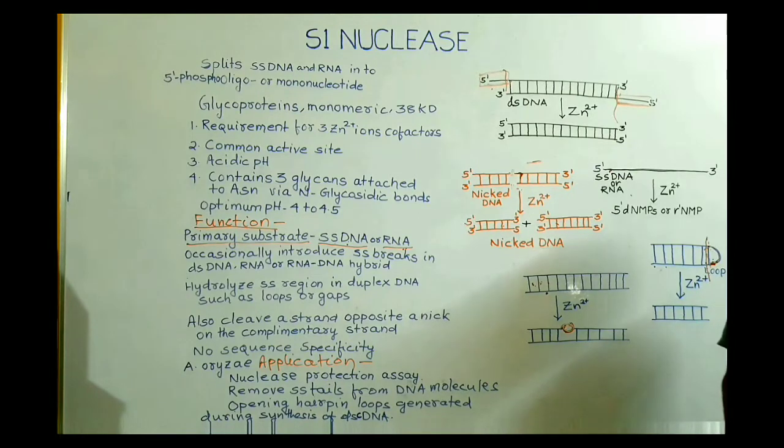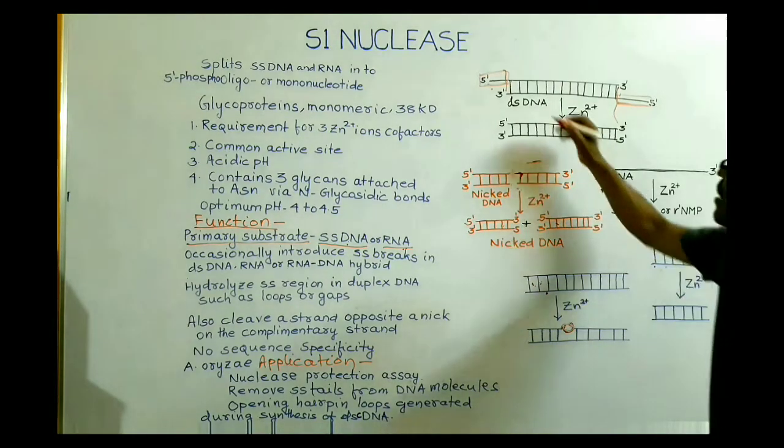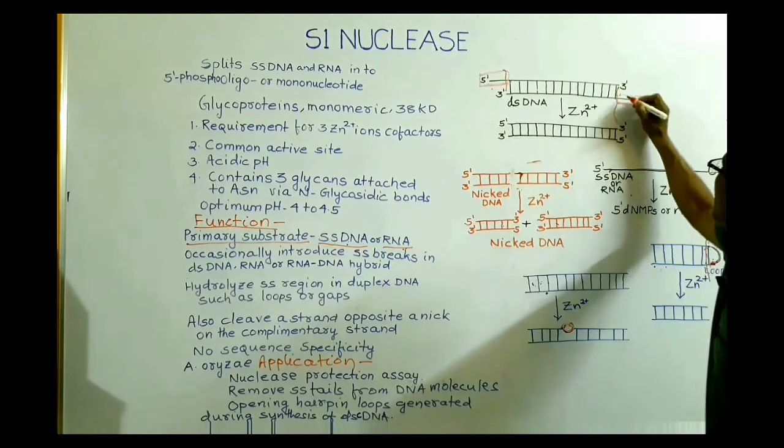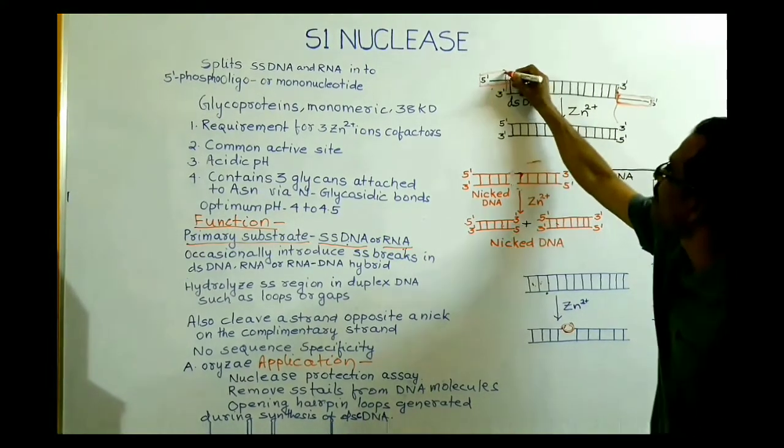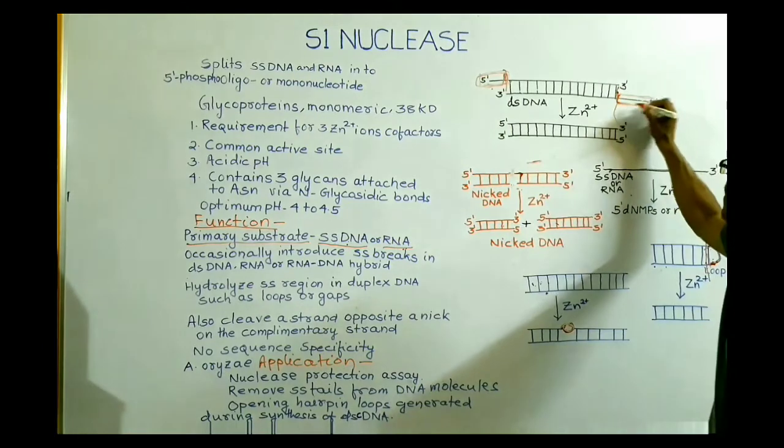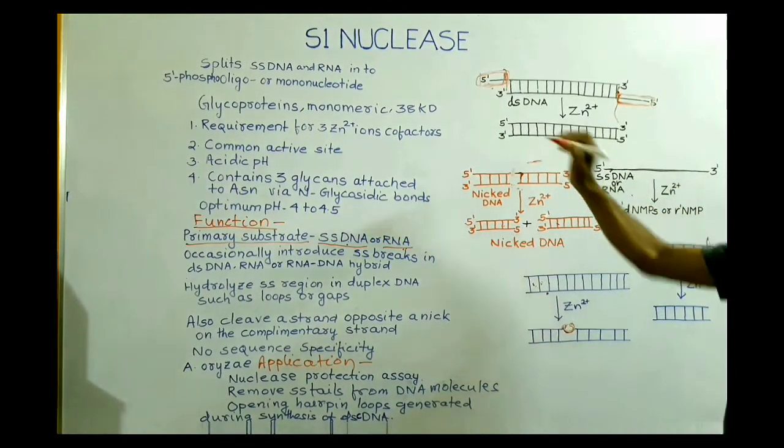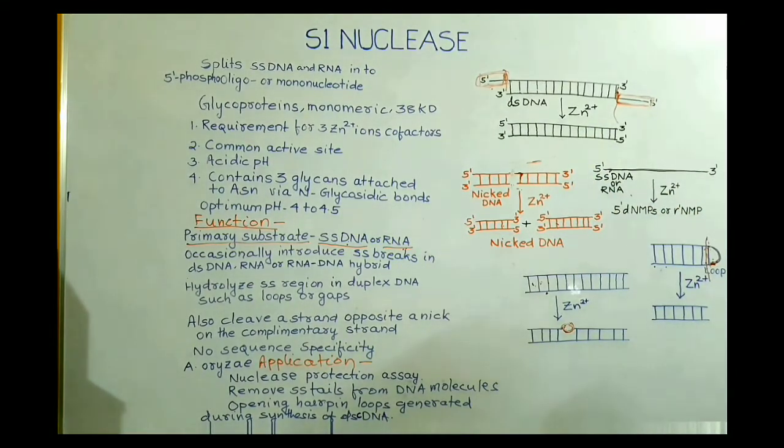The enzyme S1 nuclease is present in the fungus Aspergillus oryzae. Then what are the applications of this enzyme? S1 nuclease is used in nuclease protection assay. This enzyme can also be used to remove single-stranded tails from DNA molecules. For example, this is a DNA molecule and these are the single-stranded tails. Such single-stranded tails can also be removed by the enzyme S1 nuclease.